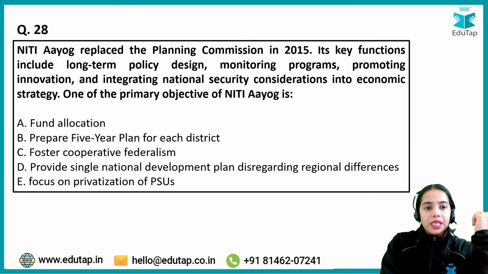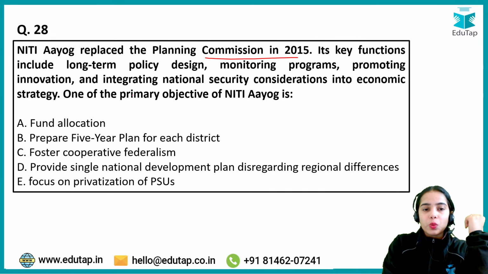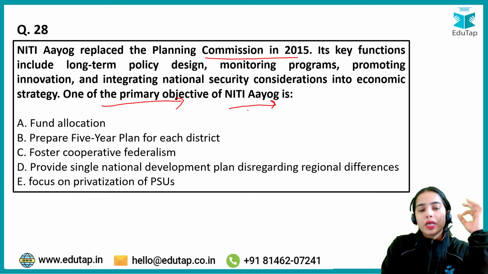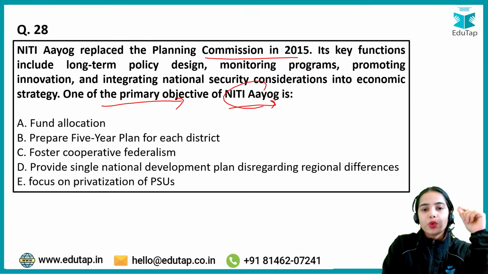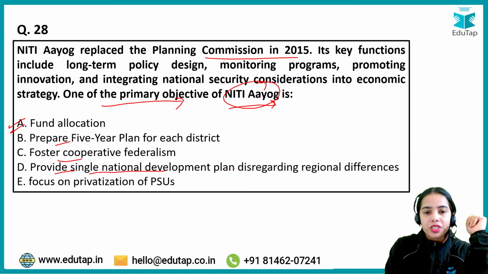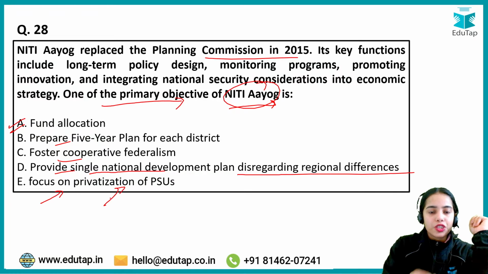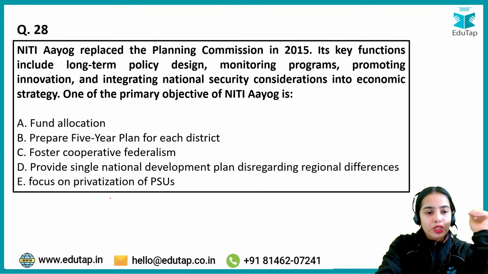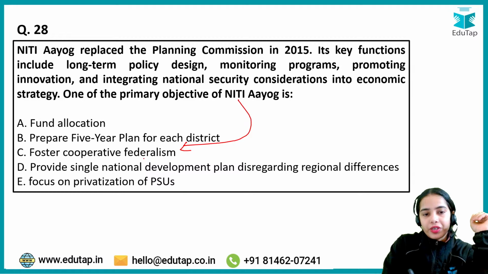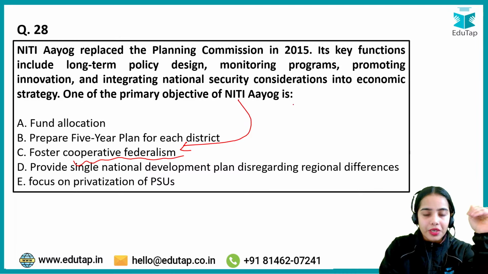Now, NITI Aayog replaced the Planning Commission in 2015. One of the primary objectives of NITI Aayog is which of the following? NITI Aayog does fund allocation, prepares the 5-year plans, fosters cooperative federalism, provides a single national development plan disregarding regional differences, or focuses on privatization of public sector units. NITI Aayog fosters cooperative federalism.